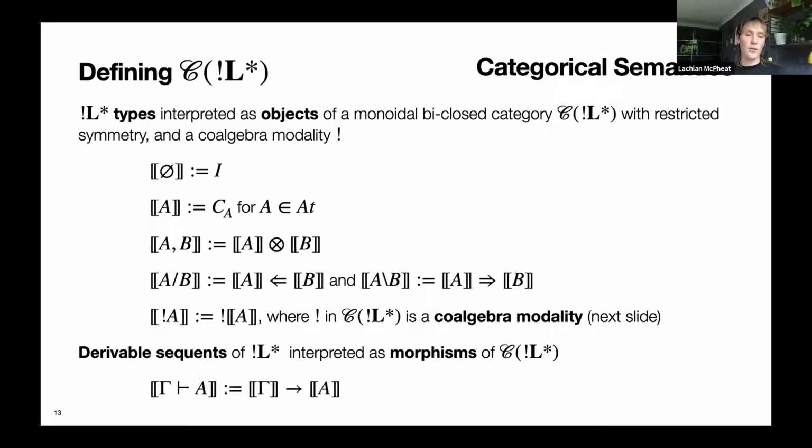So we interpret the derivable sequents of bang L star as morphisms of C of bang L star. That is to say that if we have a sequent from gamma to A, or you can derive A from gamma, then there is a morphism from the interpretation of gamma to the interpretation of A. That's what we say. So what is this coalgebra modality?